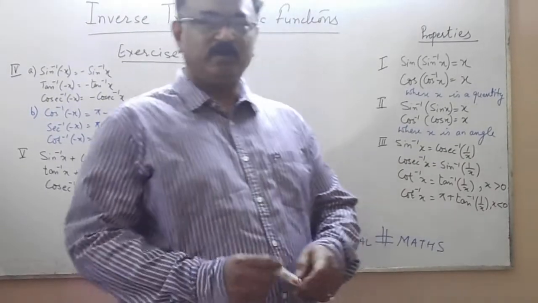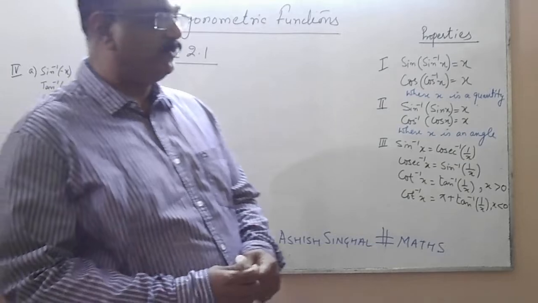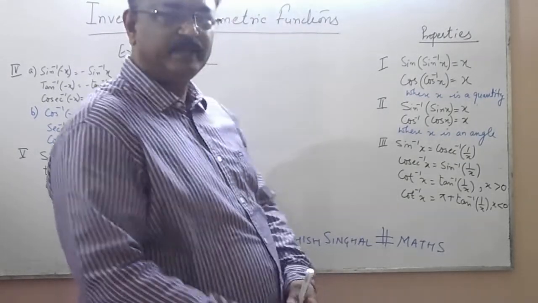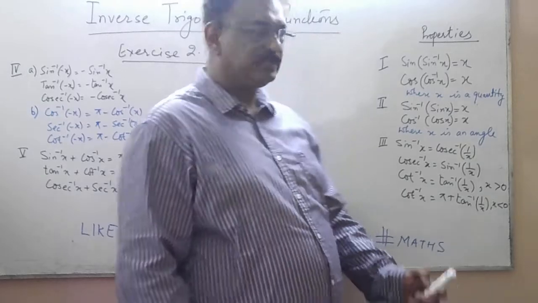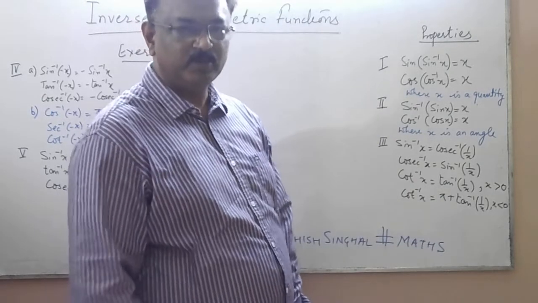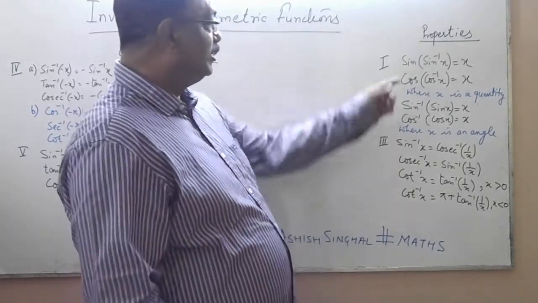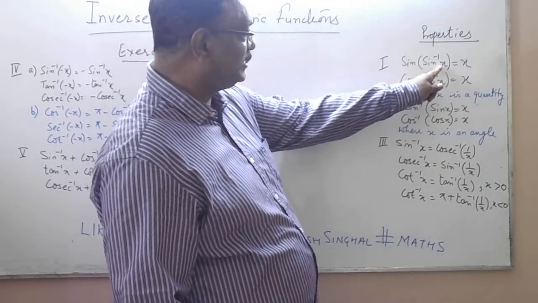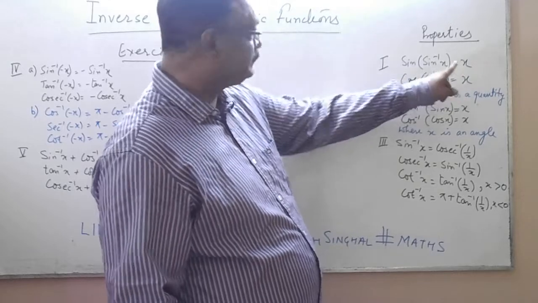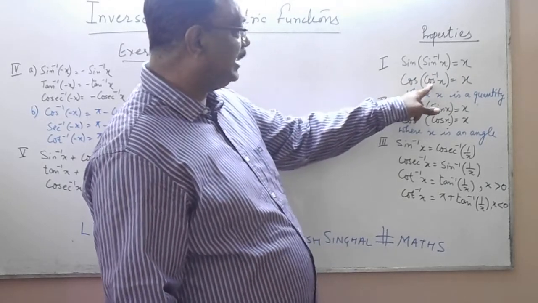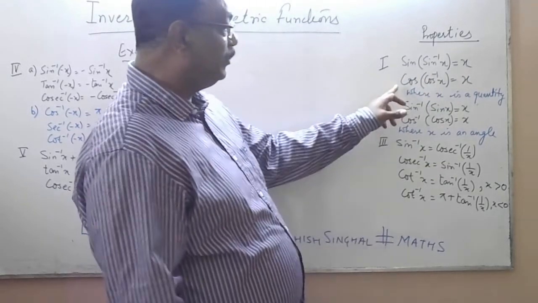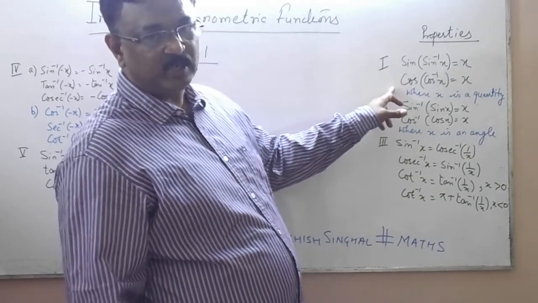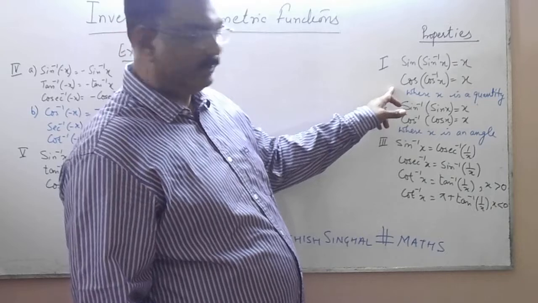So we continue from the inverse trigonometric functions where we left off in episode 1. Before starting with the next questions, we would like to discuss the properties of inverse trigonometric functions. The first property is sin of sin inverse x is equal to x, cos of cos inverse x is equal to x, where x is a quantity. Similarly, it follows for the other trigonometric ratios as well.